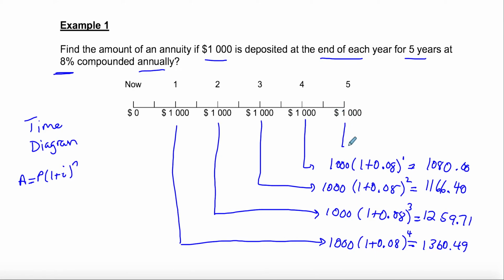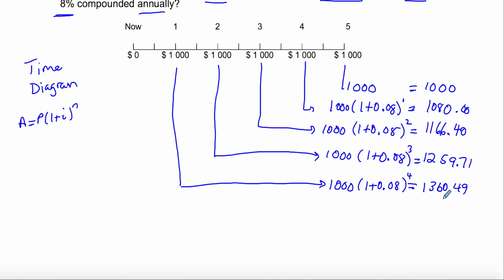Year 5, I'm just going to have my $1,000. It doesn't really have any time, because at the end of 5 years, this would mature, so I would just be able to invest the $1,000. I'm not really going to gain any interest, because I'm just depositing it and then cashing out the annuity. So if I add up all of those values from each investment each year, I would have $5,866.60.